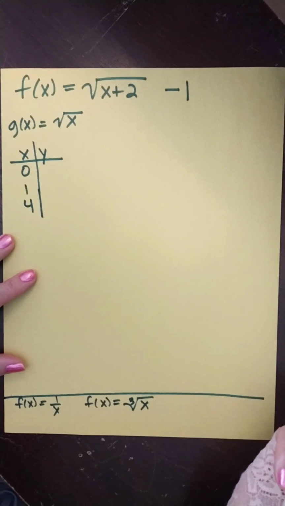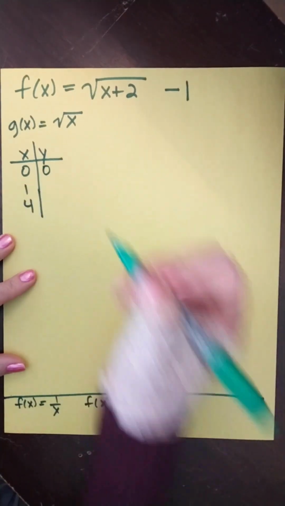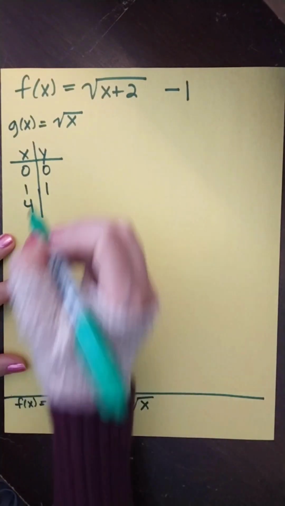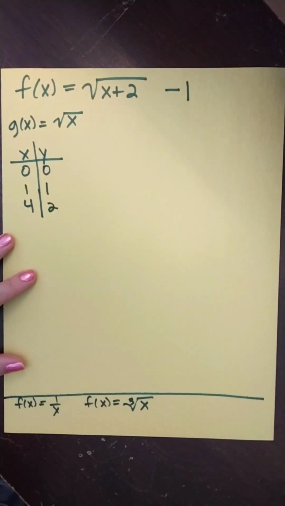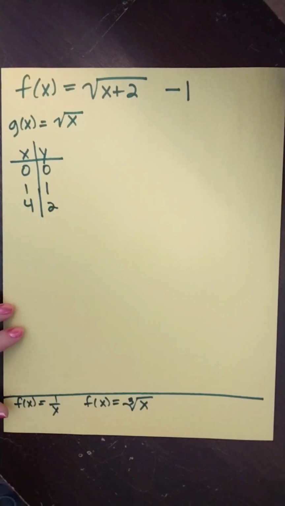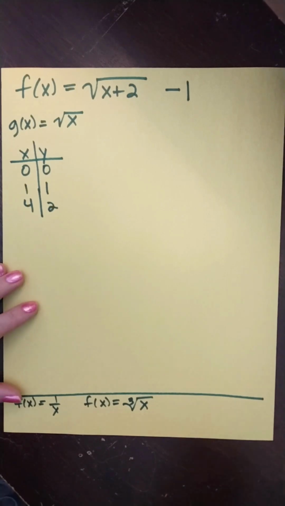So g of 0 would be the square root of 0, which is 0. And g of 1 is the square root of 1, which is 1. And g of 4 is the square root of 4, which is 2. So again, when you're taking the square root of a number, you're trying to find the number that you would multiply by itself to get the radicand, the number under the radical sign. So the square root of 4 would be what whole number times itself would be 4, and that would be 2, right? 2 times 2 is 4.